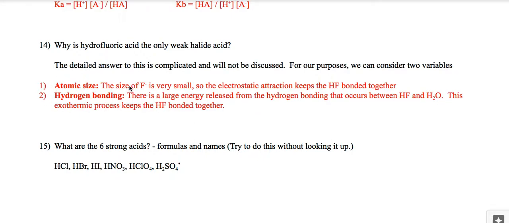Fluorine is a small atom, which means that it has a better ability to pull on the electrons, which keeps it bonded together better. But the other part of it is the hydrogen bonding.